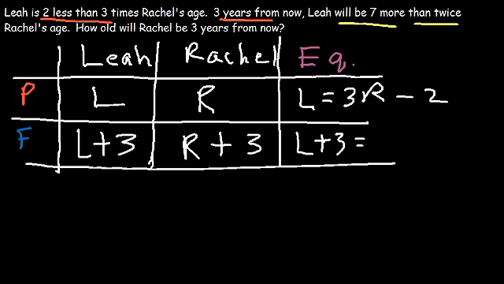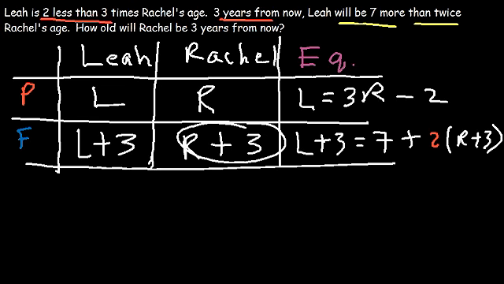And that's going to equal 7 more. So 7 plus twice Rachel's age. So let's put a 2 for twice. And Rachel's future age is not just R, but it's R plus 3. So make sure you include the plus 3 in the future equation.